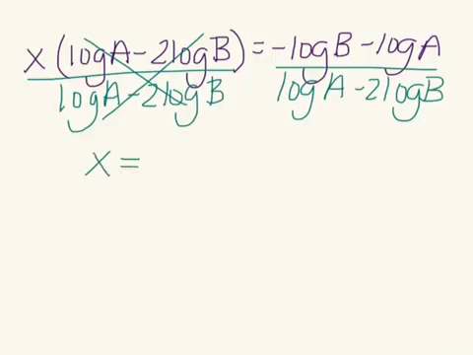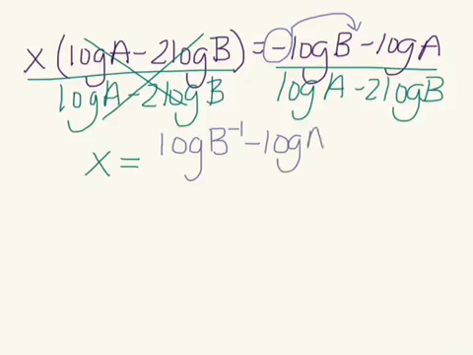Now we just have some work to do with our log rules. So remember, the first thing you want to do is power rule. So I'm going to power rule this negative. That's a -1. That's going to become an exponent on the b. So that's log of b to the -1 minus log of a over, I don't have anything in front of my log of a, but I have this 2 in front of my log of b, and that's going to be power ruled up as well.